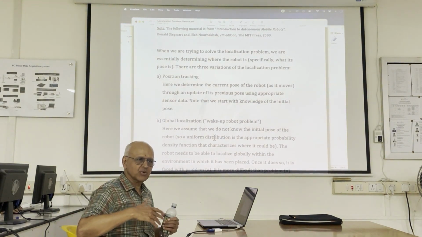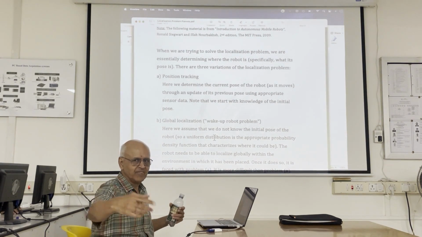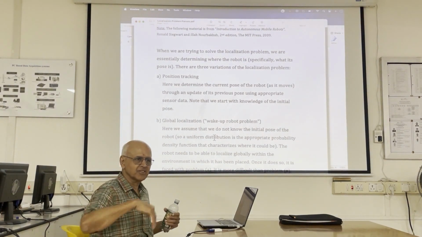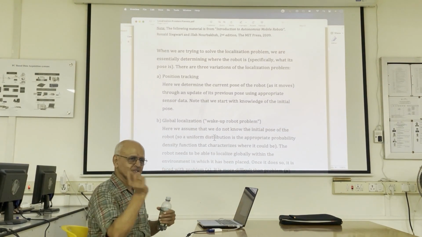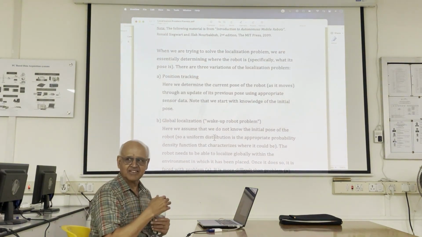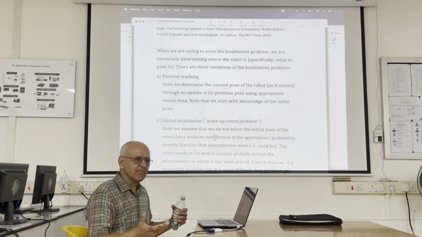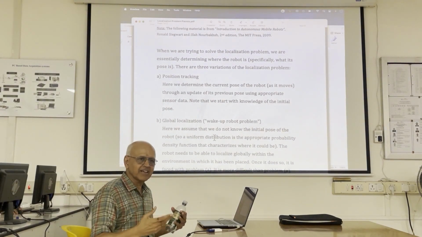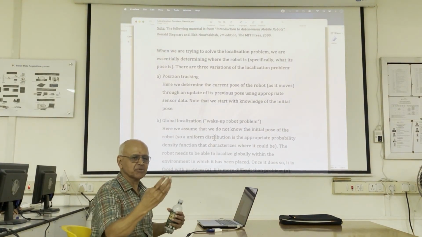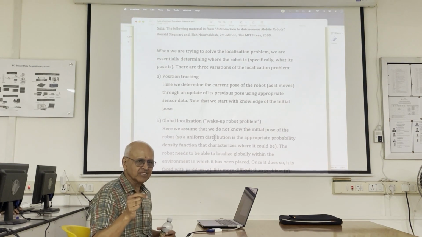So x, y, theta, each one of them, it could be anywhere here, it could be there, but with equal probabilities. Same thing with theta, it could be any one of these angles. So you start by assuming it has to be somewhere on this campus, and since I don't know anything, there's an equal chance of every possible x, y, theta combination. That's what they're saying.